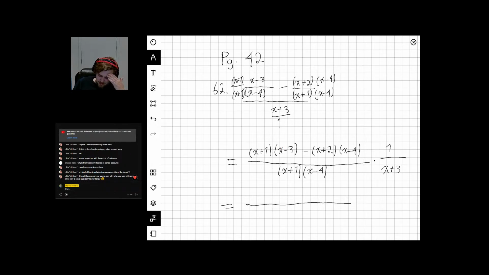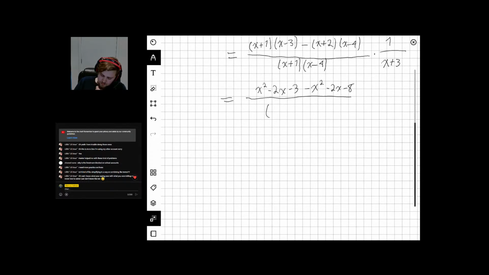well, we can FOIL these out. So we get x squared minus 2x minus 3 minus x squared. Oh, yeah, we definitely should do this because the x squareds are going to cancel. And then we're going to get, yeah, x squared minus 2x minus 8 over x plus 1, x minus 4, x plus 3.